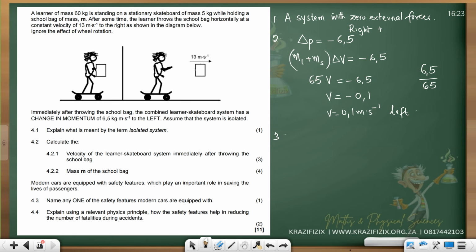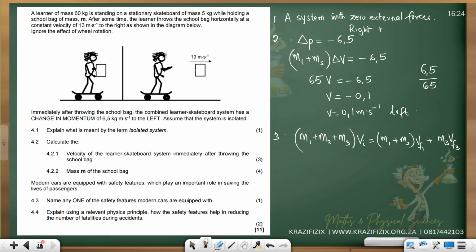What about the mass of the school bag? Can we use our momentum to get this one? Because that's the only point where the mass comes in, right? So M1 plus M2, they were together, right? Plus M3. Vi will be M1 plus M2 Vf1 plus M3 Vf. I don't know if that makes sense. I'm just playing around. I'm tired, so I'm just enjoying myself.